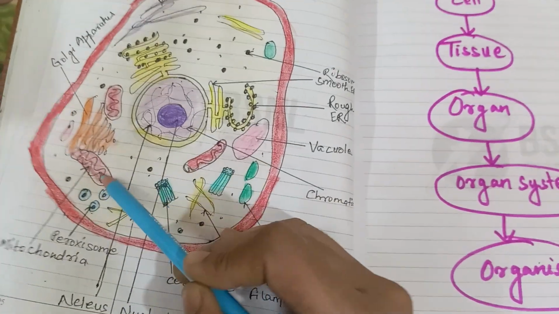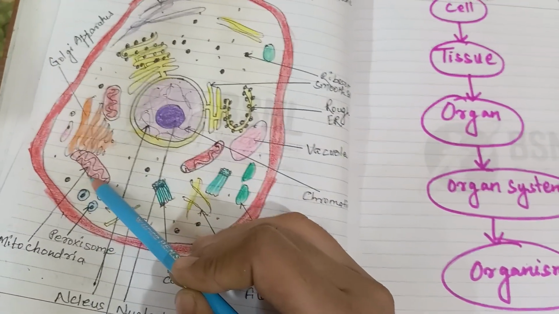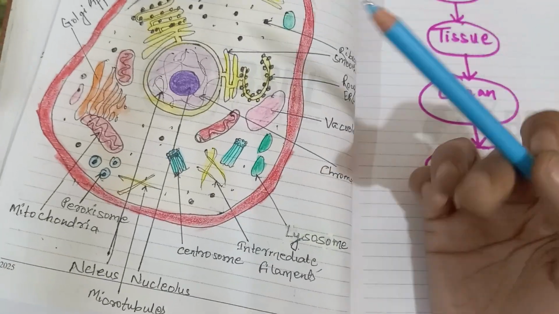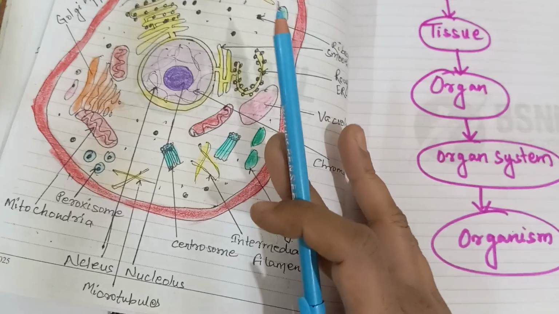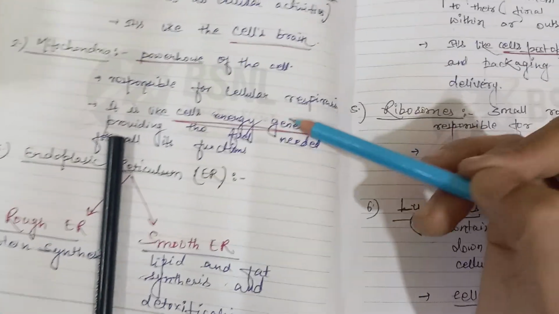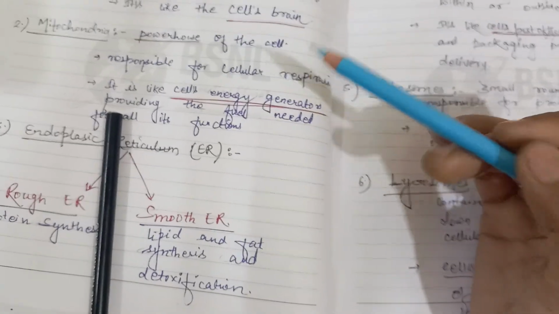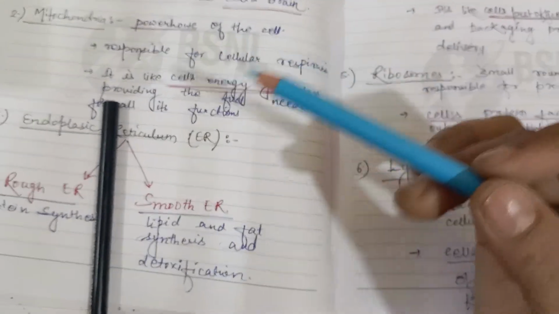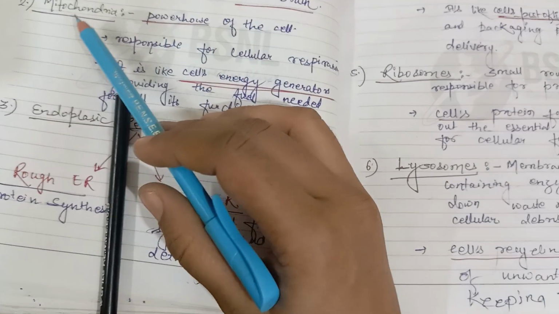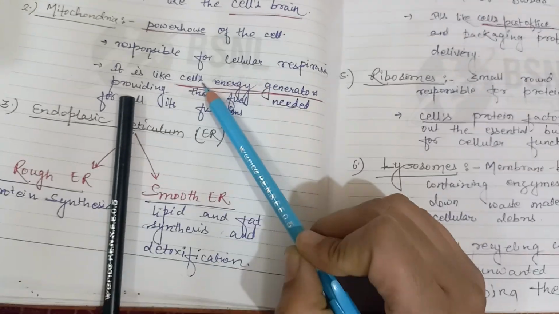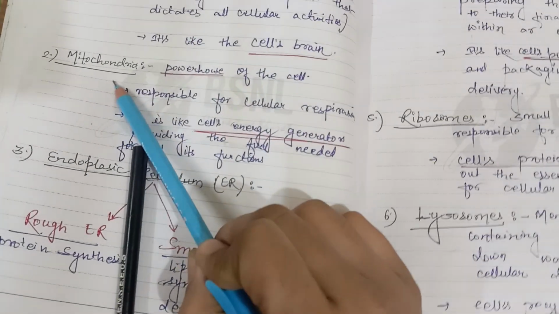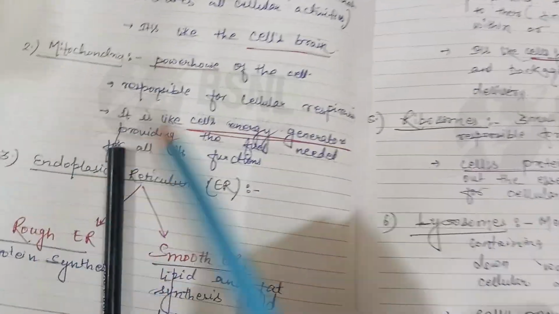Second is the mitochondria. Mitochondria are called the powerhouse of the cell. It provides the energy to the cell. How does it provide it? Because it is responsible for cellular respiration, so the energy is generated in the mitochondria. If you are making an analogy, we can say the mitochondria is the cell's energy generator.